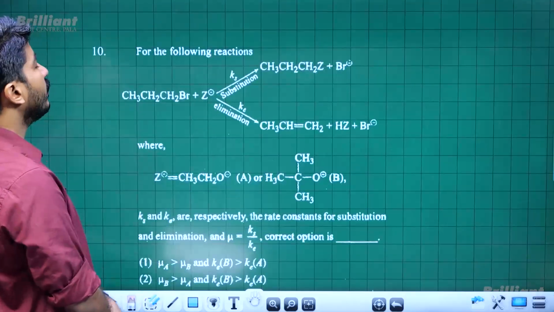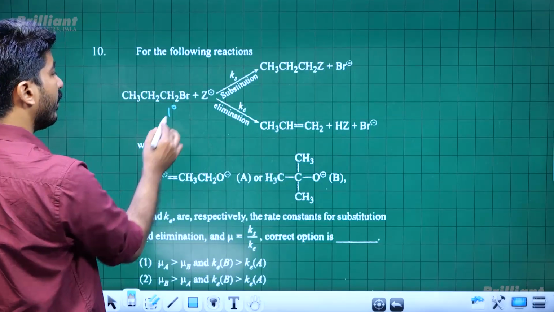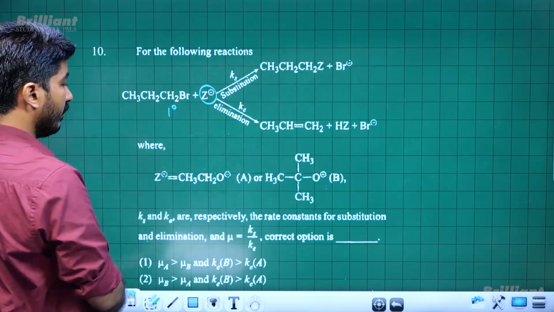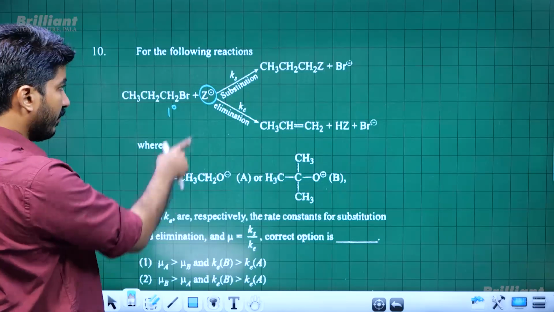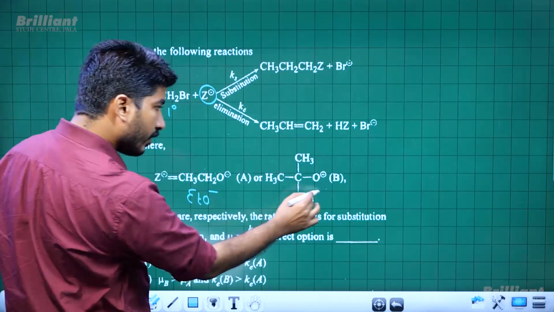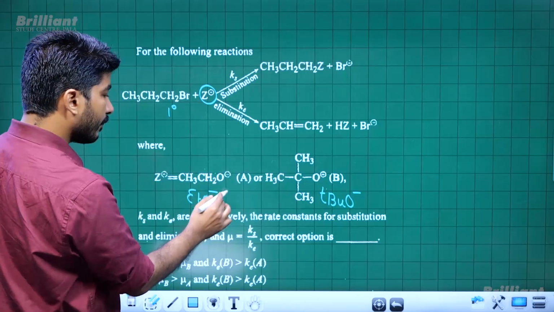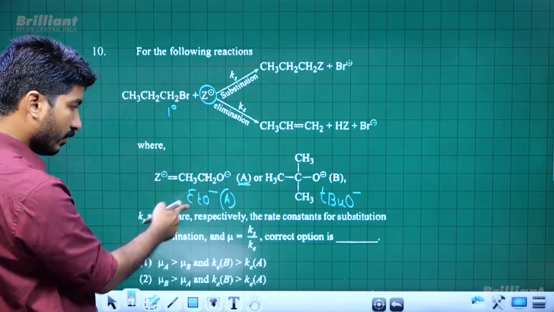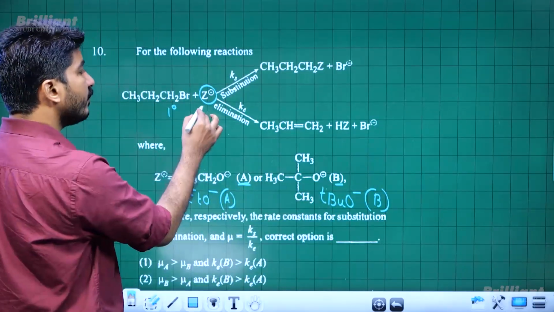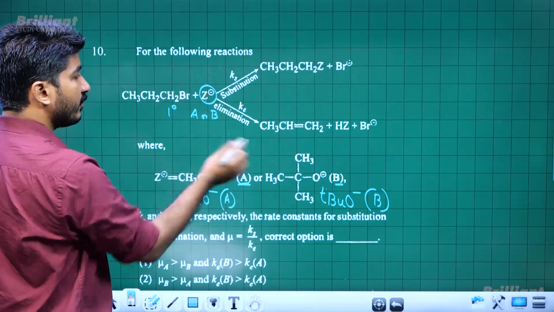Okay, next question: for the following reactions, we are given a primary haloalkane, which is n-propyl bromide, treated with a nucleophile Z minus. Z minus could be ethoxide, or there they have shown tertiary butoxide. Ethoxide is called A, and tertiary butoxide is called B. So in place of Z minus, we can use A or B. A is ethoxide, B is tertiary butoxide.